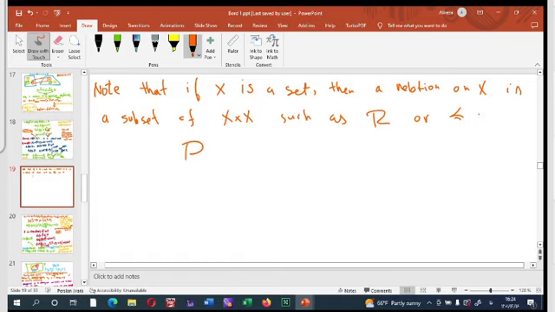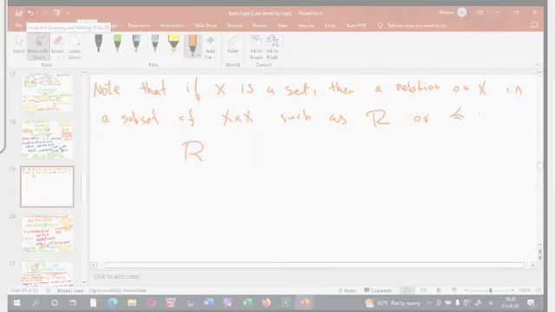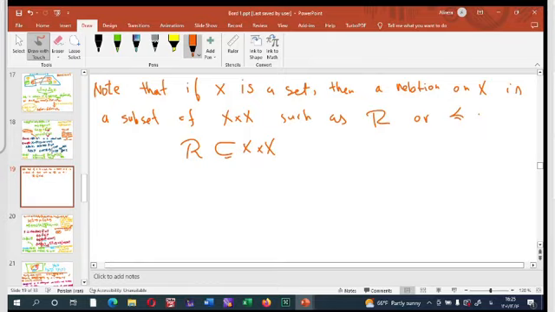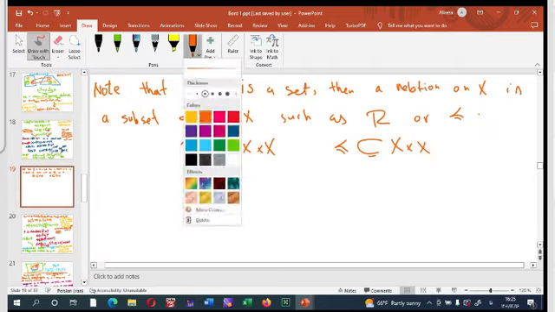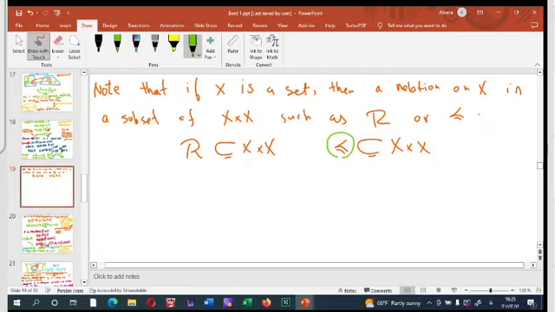So if we consider a relation as a subset of X times X, please note that this is a notation. This or R are subsets of this product space or product set.